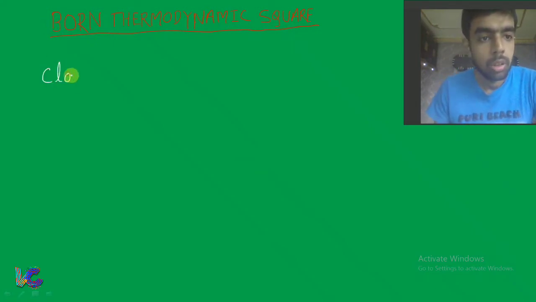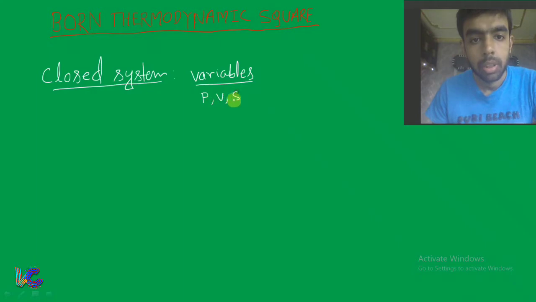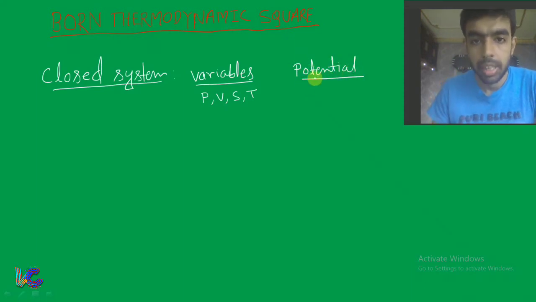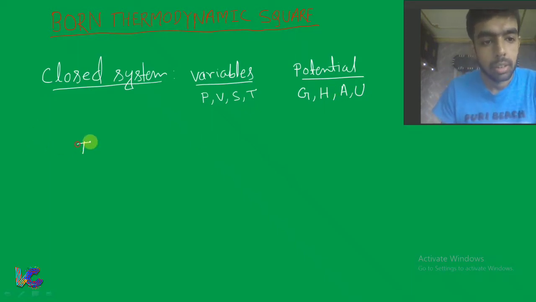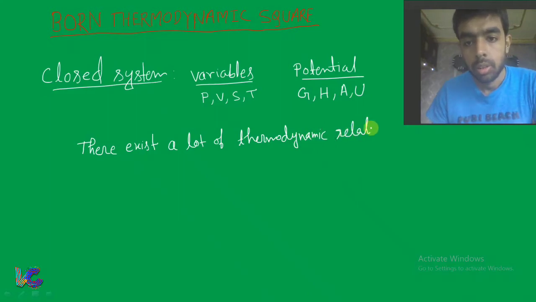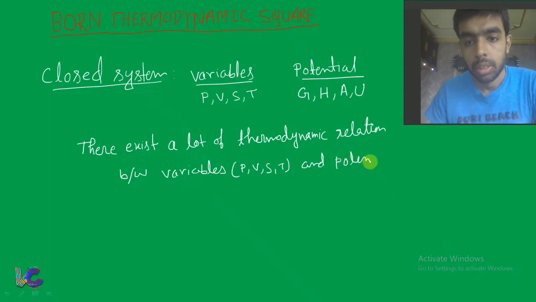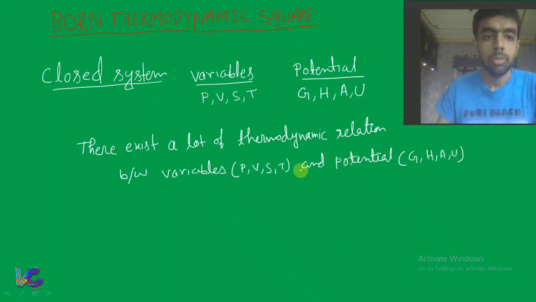Now, for closed system, we have seen that the natural variables are P, V, S, T, and the corresponding thermodynamic potential associated with these variables are G, H, A, and U. Now, there exist a lot of thermodynamic relation between these variables, that means between P, V, S, T, and this thermodynamic potential, that is G, H, A, U. So what I've said, in the closed system, the variables are P, V, S, T, potential associated with these variables are G, H, A, U.